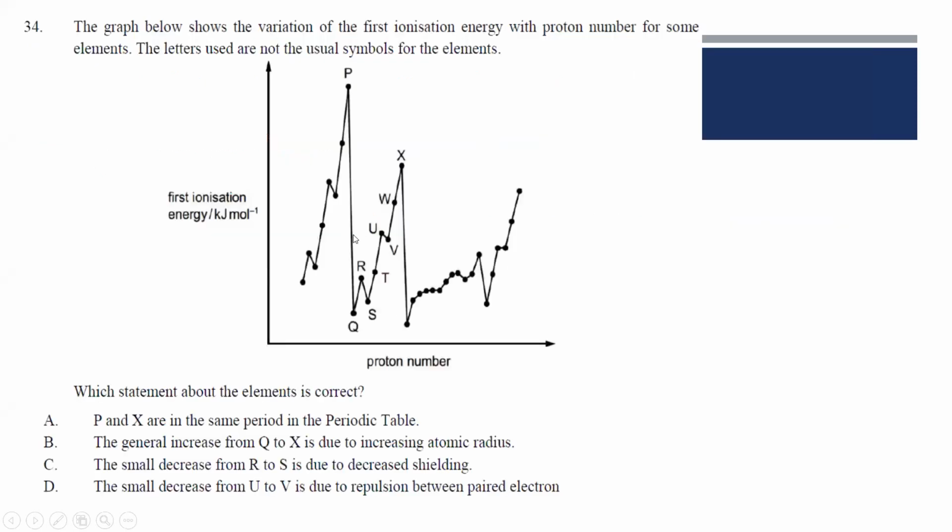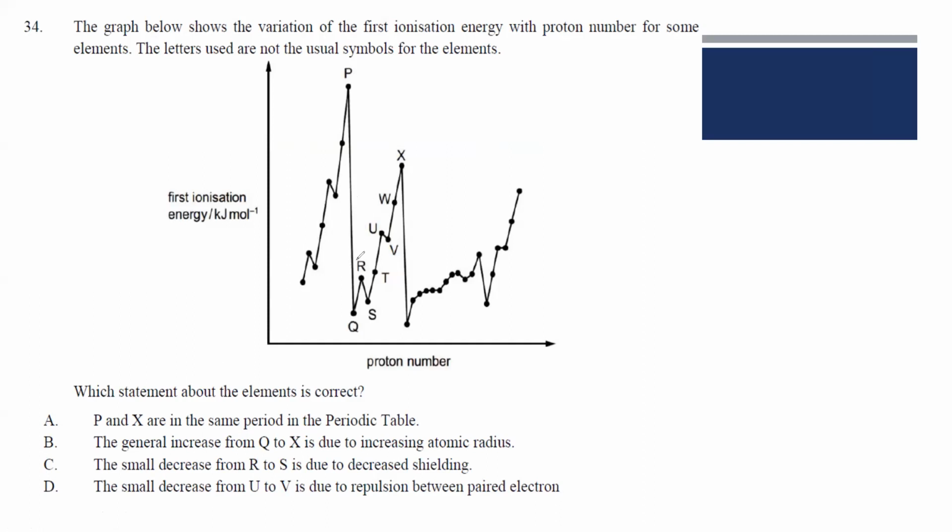As for 34, the graph below shows the variation of first ionization energy with the proton number for some elements. The elements used are not the usual symbols of the elements. So this is P, Q, R, S, T, U, V, W, X, Y. Which of the following statements is correct? So how do we read this? How to read this one?